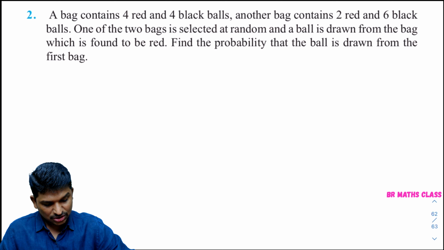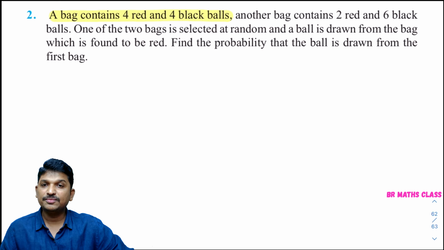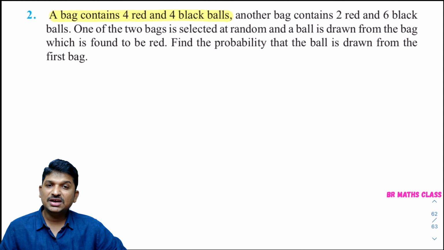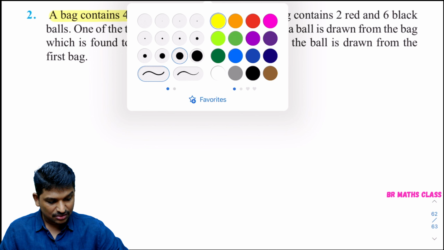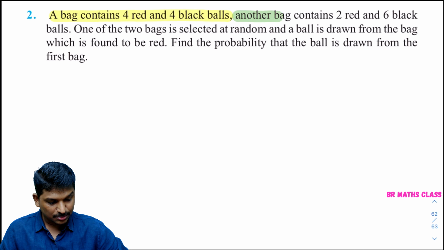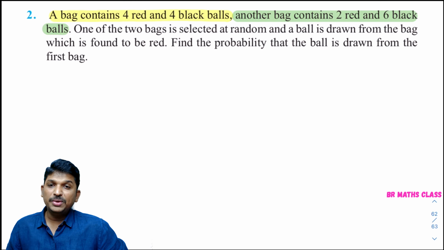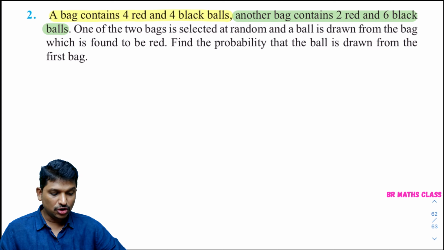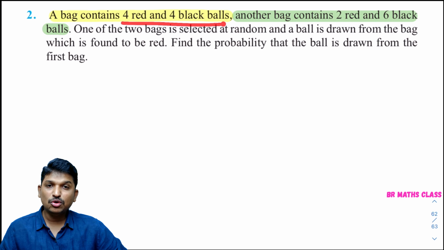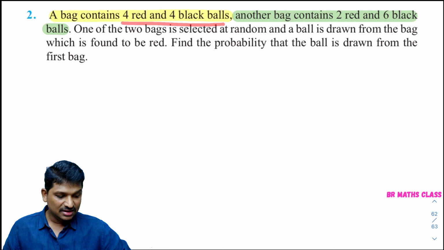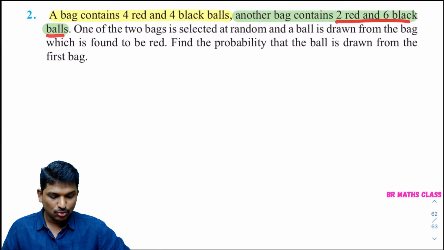What they are asking in the question: a bag contains 4 red and 4 black balls. There is a bag which contains 4 red and 4 black balls. Okay, another bag is there. One more bag is there. Another bag contains 2 red and 6 black balls. So 2 bags are there here. First bag contains 4 red, 4 black balls. Second bag contains 2 red and 6 black balls.